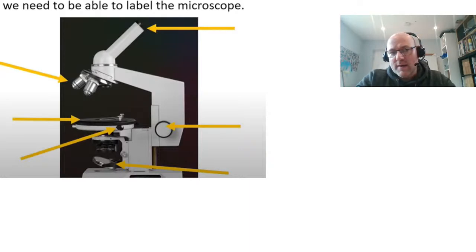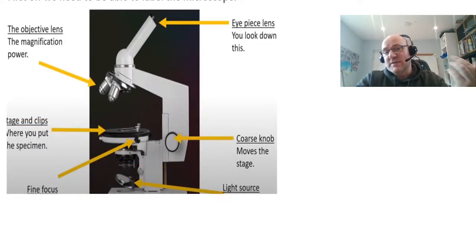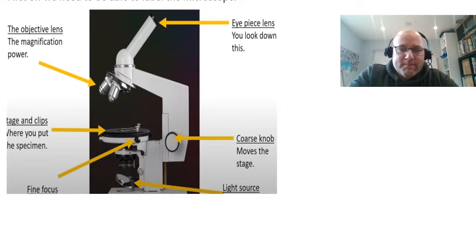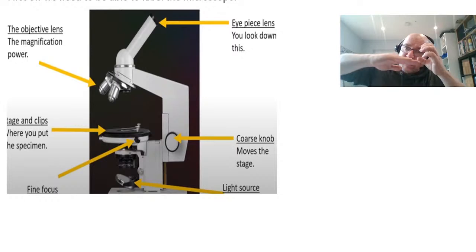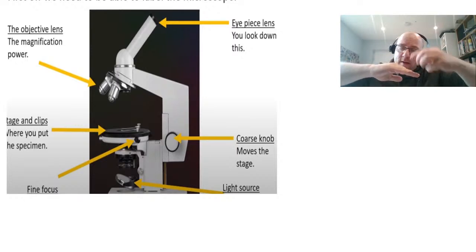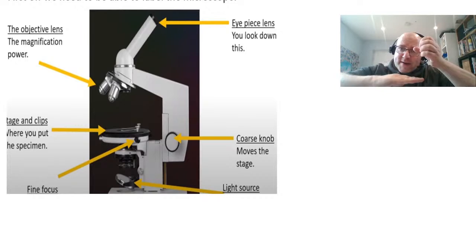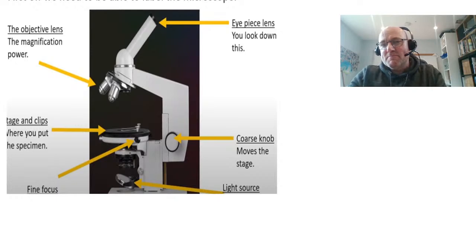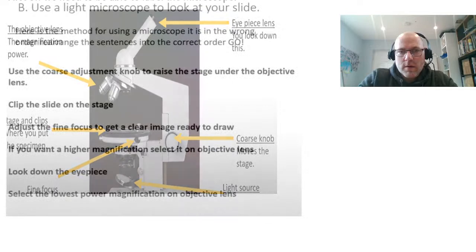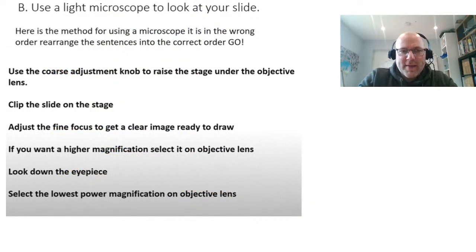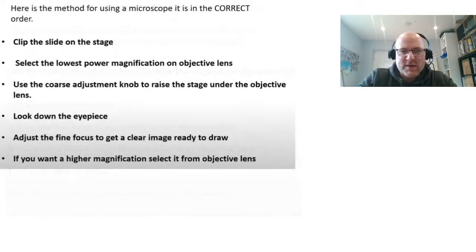I'm going to put up the labels, so you do need to know these for Monday, guys. Coarse knob moves the stage up and down. You look down the eyepiece, you raise the stage up, you put your sample on, and then you slowly turn the stage back down away from the objective lens, and then you can adjust the power and adjust the fine focus to make the image really sharp. Don't worry about that, that's like the order. I've kind of talked through it, so I'm just going to put the correct order.